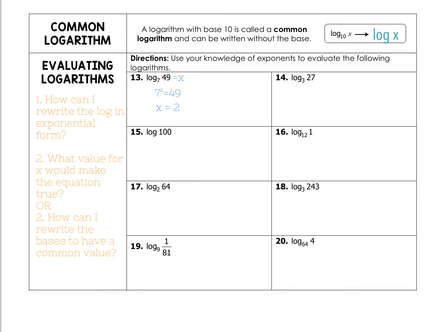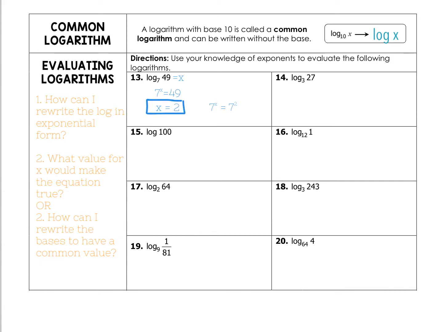Now, if I didn't know that off the top of my head, I could use the second question, how can I rewrite the bases to have a common value? And I would recognize that 7 is the base, so I could rewrite 49 as 7 to the second. And now that I have common bases, I can just set those exponents equal to each other and say x equals 2. In these cases, for the simpler ones, I don't need to necessarily solve an equation, but if I need to, it's there. So x equals 2.